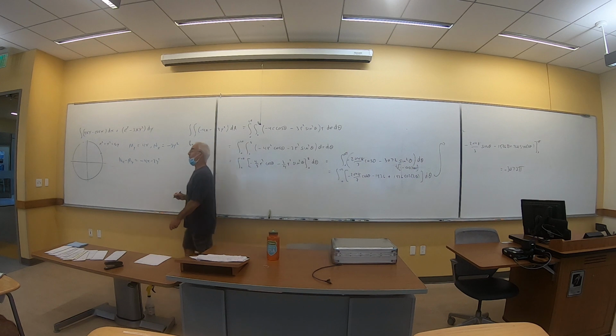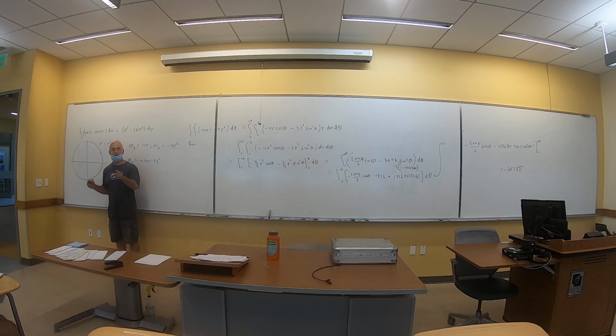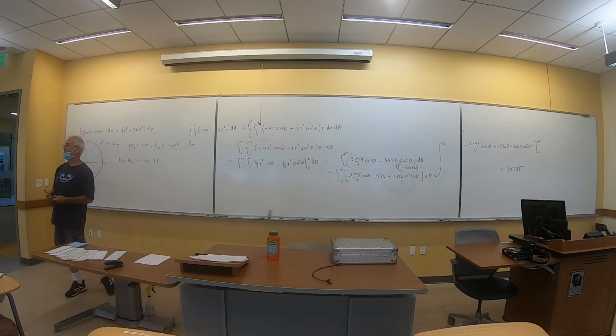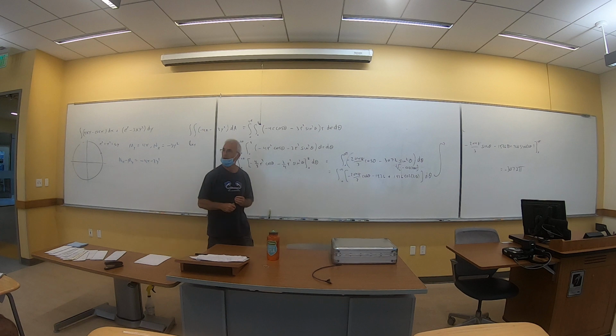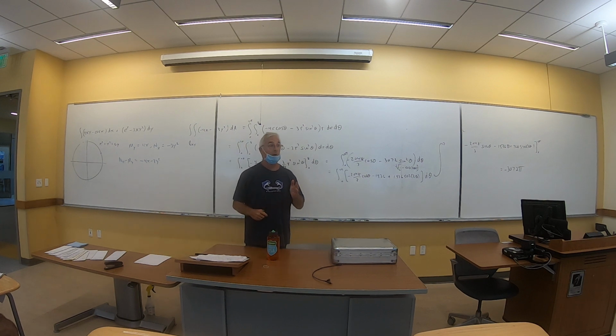You guys remember, I mentioned this the other day, in a closed loop, the direction is always counterclockwise. The direction is always counterclockwise. That's the automatic. So, in my pictures, which way do I have it going? If I reverse direction, what does that do to an answer? Negative. It changes the sign.